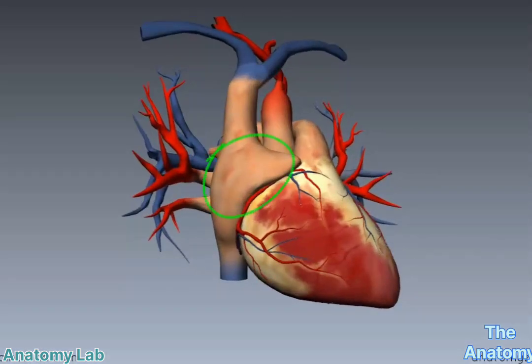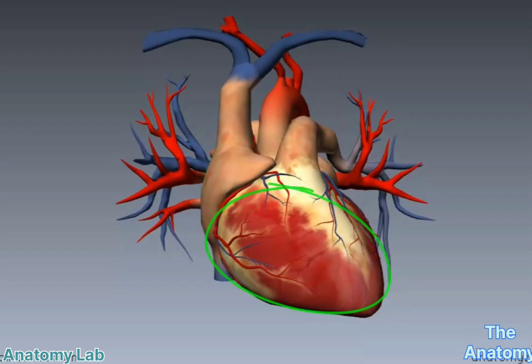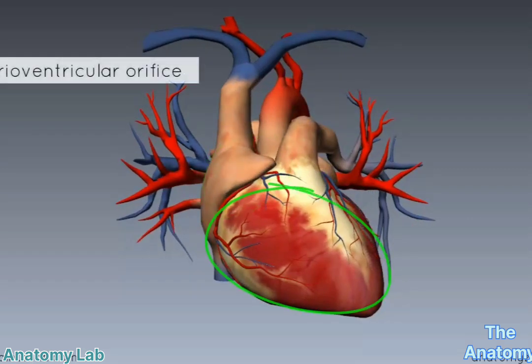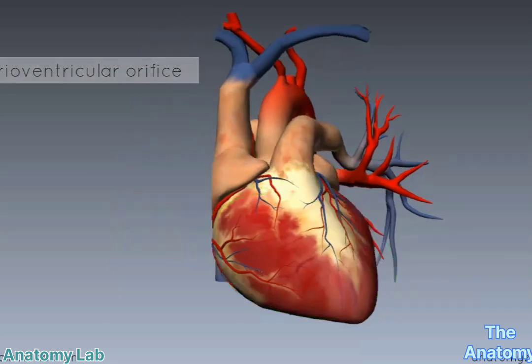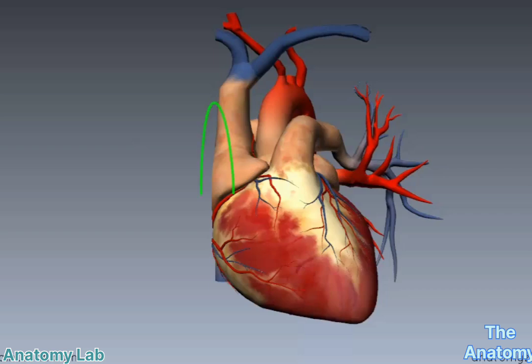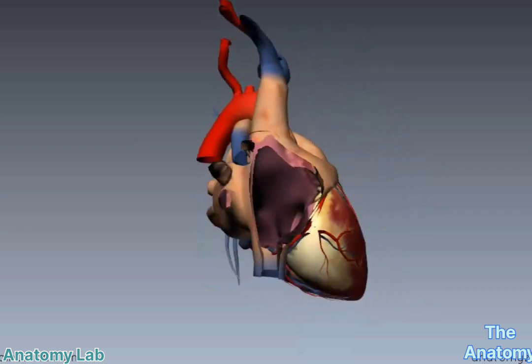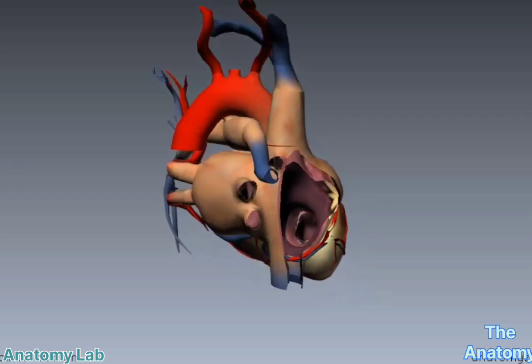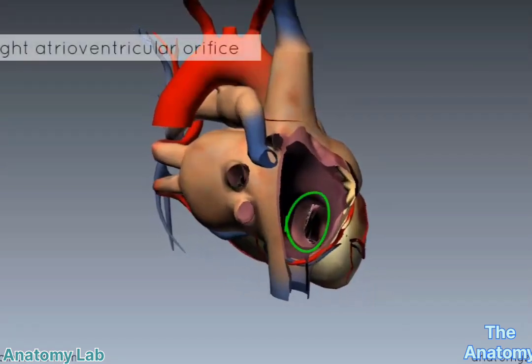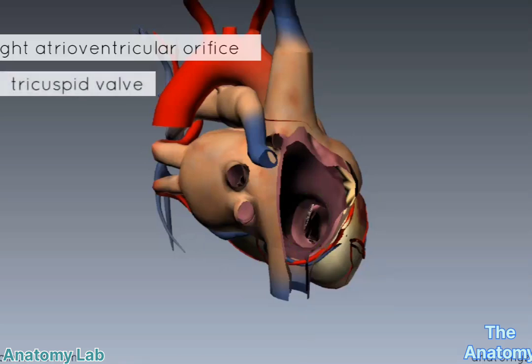So the right atrium contracts and sends blood into the right ventricle through the right atrioventricular orifice. What I've done here is slice a little bit of the right side of the heart away, and we can take a look inside the heart. You can see this opening here. This is the right atrioventricular orifice, which opens up from the atrium into the ventricle. And this is closed by the tricuspid valve when the right ventricle contracts.